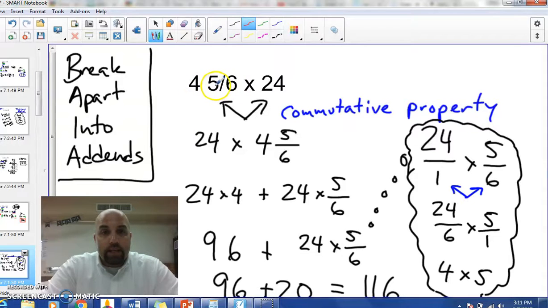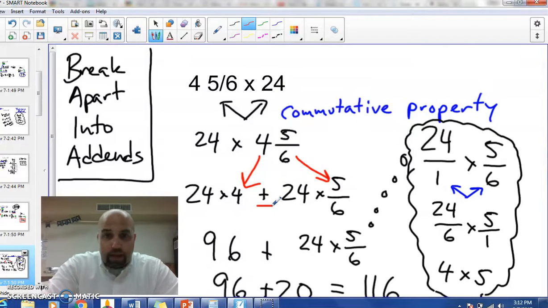So I'm going to rewrite this in a way that is going to make it a little bit easier for me to see. And I'm going to take the commutative property and just switch the order here. Then I'm going to use what I know about breaking apart, which is, once again, the distributive property. And I'm going to take 24 times 4, and I'm going to add it to 24 times 5/6. I can do that because 4 and 5/6 really is 4 plus 5/6.